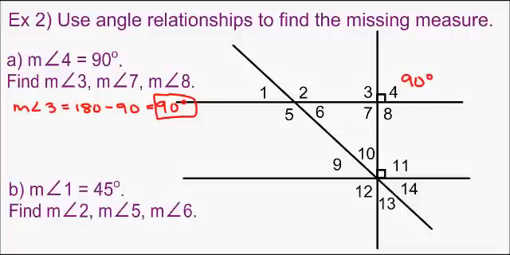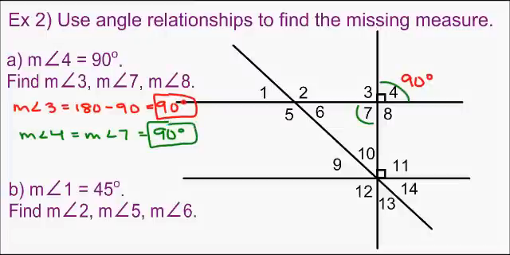Four and 7 are vertical angles. You can see them looking across from each other. So that means that the measure of angle 4 is equal to the measure of angle 7. So this must also be 90 degrees. Finally, 3 we determined was 90 degrees. 3 and 8 are vertical angles. So they're equal, which means that the measure of angle 8 is also 90 degrees.